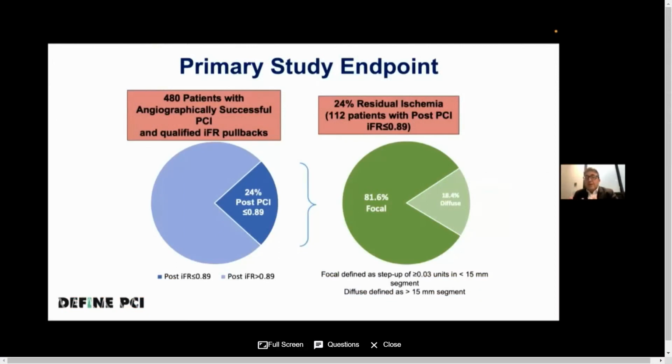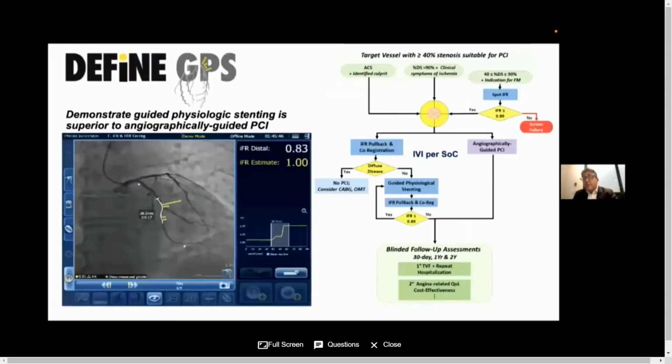And what we found out is that almost a quarter of patients had evidence of ongoing ischemia at the end of the case, which is surprising. I'm sure that surprises you. I think a quarter of your patients probably still have ongoing ischemia. And of those, around 80% had evidence of a focal lesion, which was still present. So there was some disease here or there, which potentially could be treated. And if you could treat it, potentially you could have a better outcome for your patients.